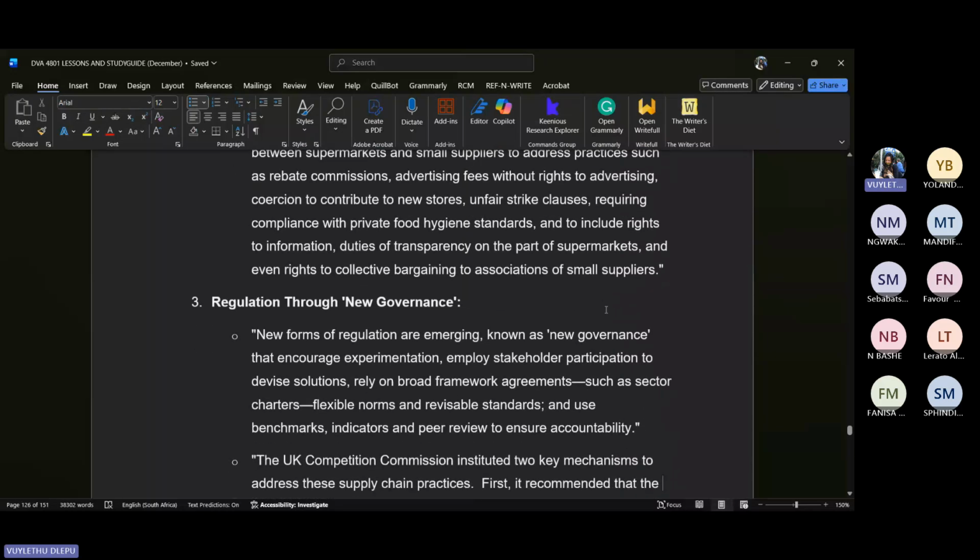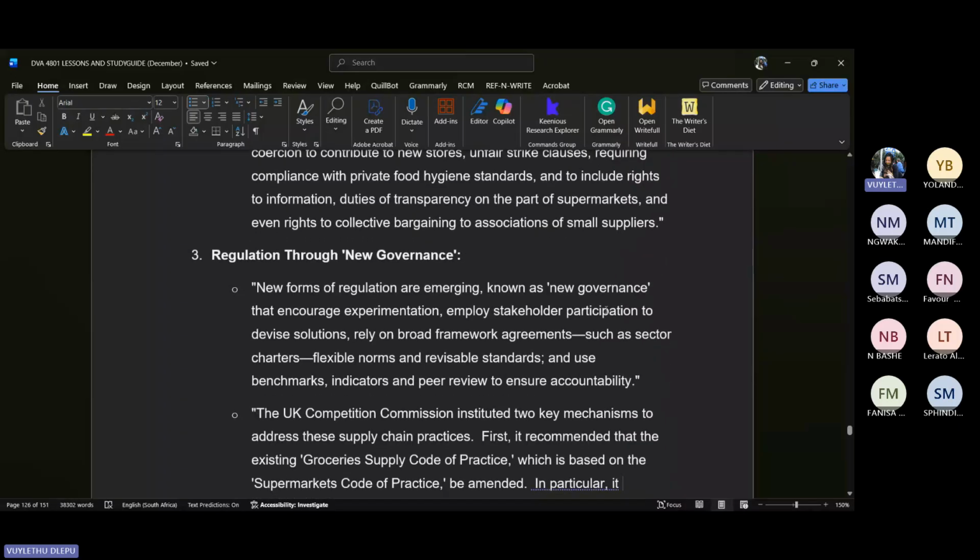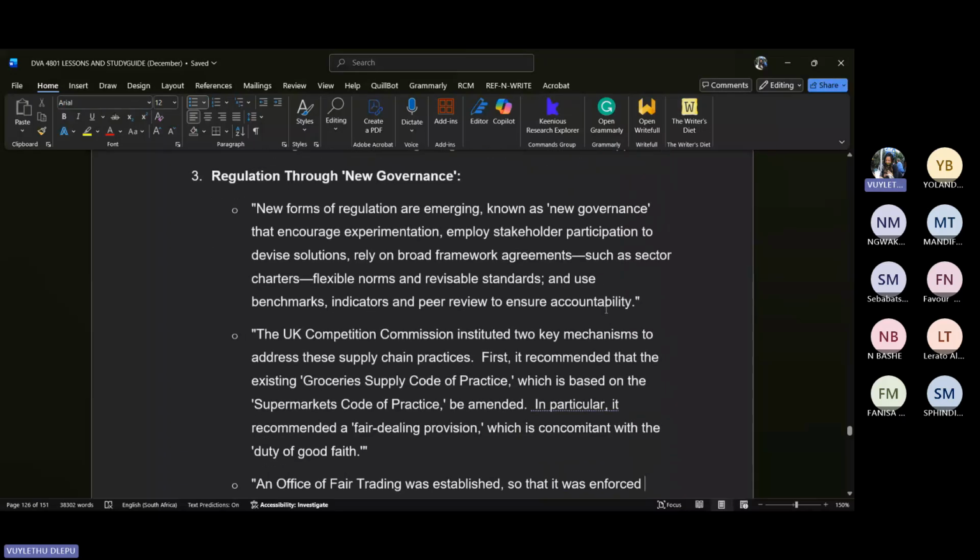And then there's regulation through new governance. New forms are emerging known as new governance that encourage experimentation, employ stakeholder participation to devise solutions, rely on broad framework agreements such as sector charters, flexible norms, and revisable standards, and use benchmarks, indicators, and peer review to ensure accountability. Then it talks about the UK Competition Commission, which instituted 2 key mechanisms to address supply chain practices that recommended that the existing grocery supply code of practice, which is based on supermarkets.